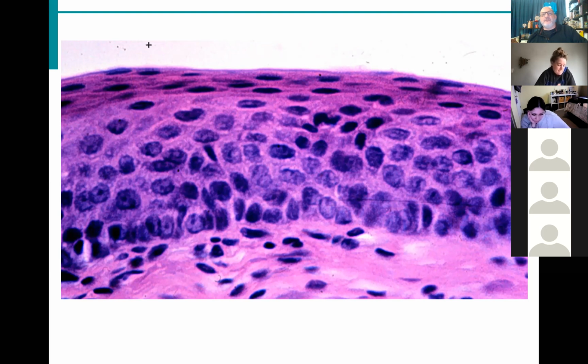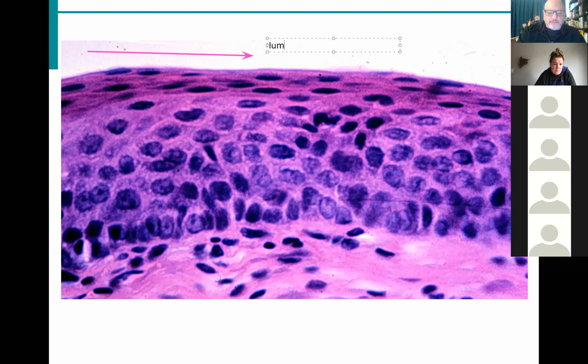I have a question. Identify the space. Free space. Can we call it anything else? Is this a lumen? Lumen or no? That's what I'm asking you. It could be, but we can't see the other side. True, we can't see it.